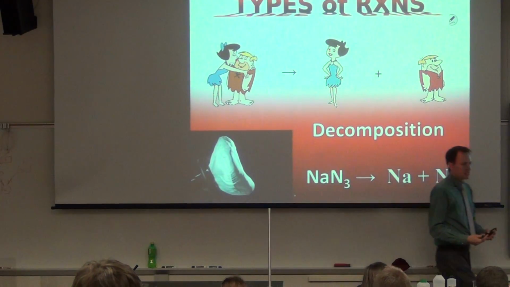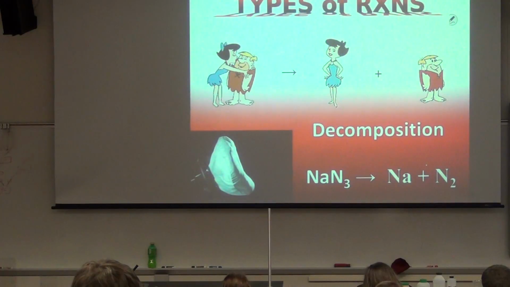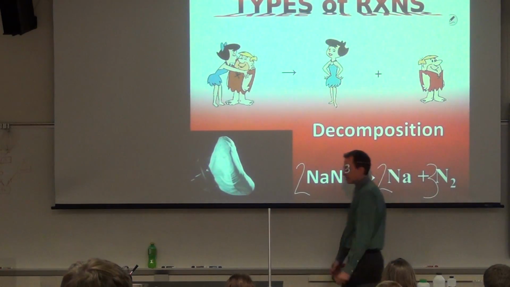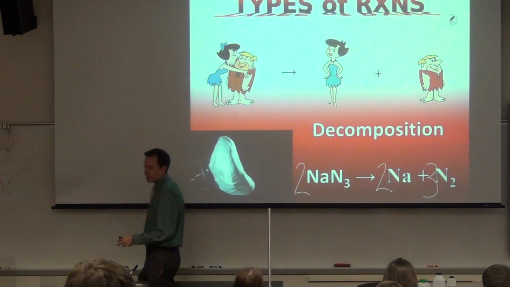Very similar to the last one. I have 2's and 3's. 2's and 3's make 6. So if I make them equal 6, I clean up the mess at the end. So I have 2 Na sitting right there. I only have 1 Na. So I need to put another 2. And that's a balanced decomposition reaction.